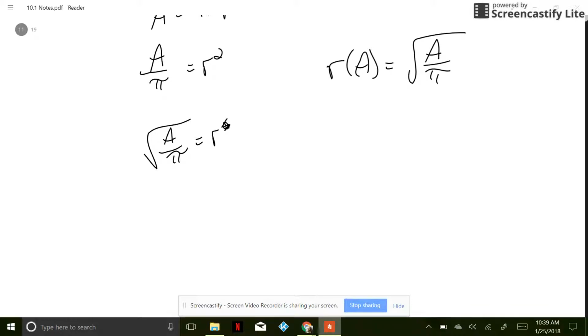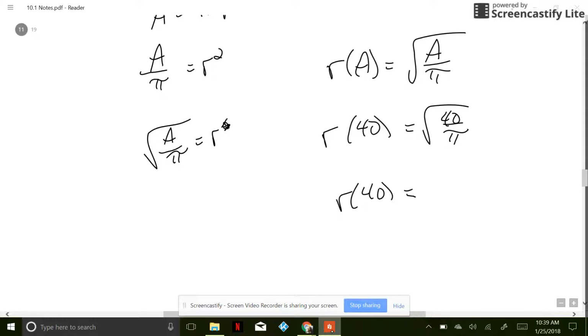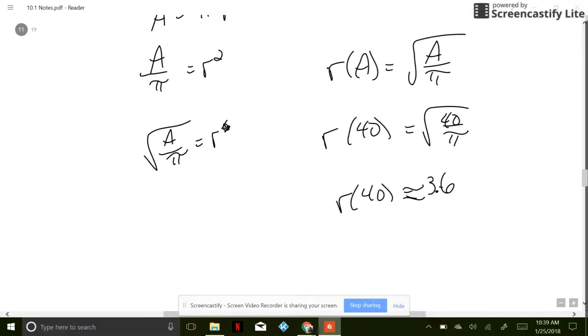We can take our input of 40. Our area input was 40. And you can plug that into your calculator. The square root of 40 over pi is going to be approximately 3.6, and the units will be centimeters.